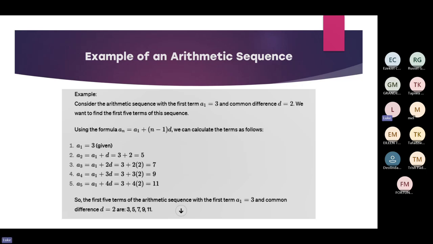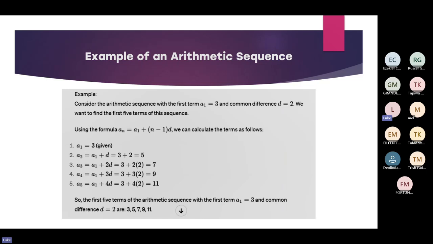We are given already that for n equals 1, A subscript 1, we've got 3. So for us to get A subscript 2, we say A subscript 1 plus D, which is equal to 3 plus 2, which is equal to 5. So what we are saying is, we are just taking the 2 and putting it on the values where n is. I hope you are getting me. For example, the first example there, we are saying that A1 will be our 3, and then our D we are given already, that is 2. And then minus 1, and then we multiply by our D.